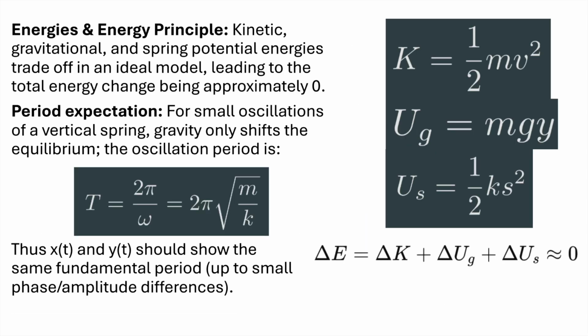Energies and the energy principle: kinetic, gravitational, and spring potential energies trade off in an ideal model, leading to the total energy change being approximately 0. Period expectation: for small oscillations of a vertical spring, gravity only shifts the equilibrium. The oscillation period is T equals 2 pi square root of m over k. Hence, X and Y should show the same fundamental period up to small phase or amplitude differences.